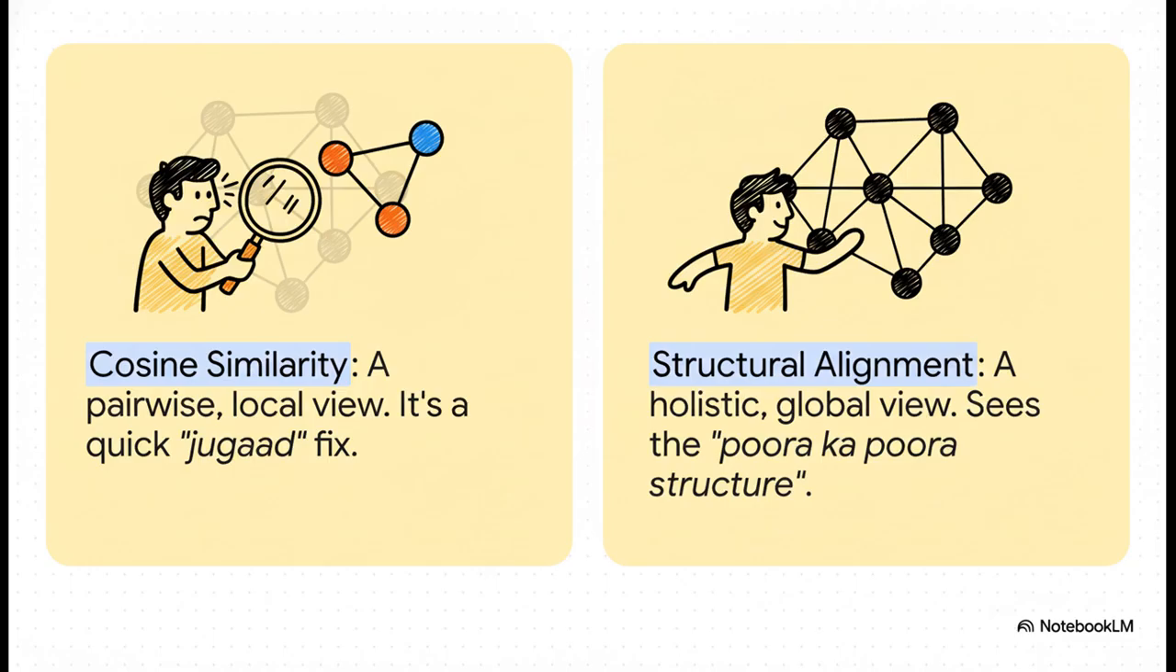And that really gets to the heart of the problem. Cosine similarity is just a pairwise local view. It's a quick fix, kind of like a jugaad solution. What we actually need is something that can see the whole picture. We need to understand the structural alignment, the whole structure of how the AI is thinking, not just compare one thought at a time.